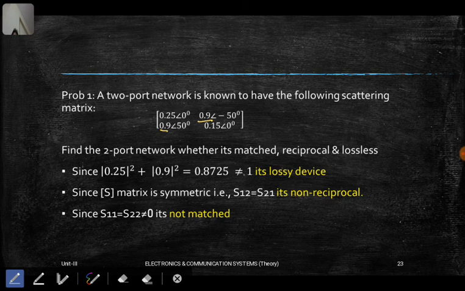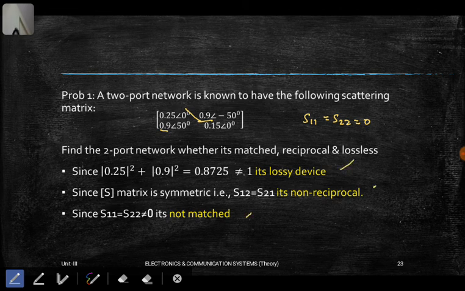The third property is whether this two-port device is matched. For the matching property, I have to look at the diagonal and see whether the diagonal elements are 0. Here they are not 0, so the ports are not matched. At the first and second ports there will be a reflection. If I apply an input voltage, there will be some reflection due to the mismatch. So this is the solution for the given problem.